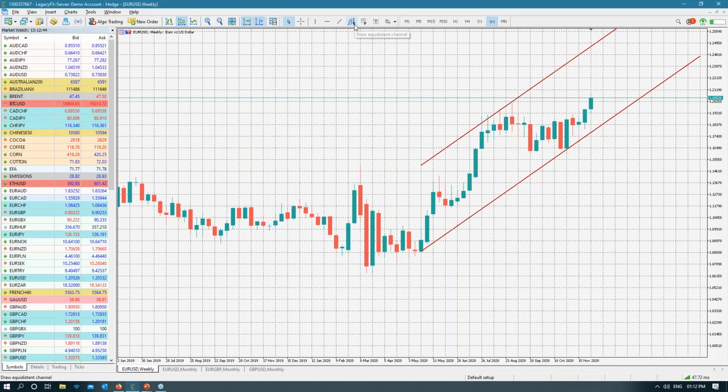Now I use this one, equidistant channel. The reason for this is that it gives me the range straight away. As you can see, there's a clear channel here, or there's a clear channel forming because this one's equal to this.